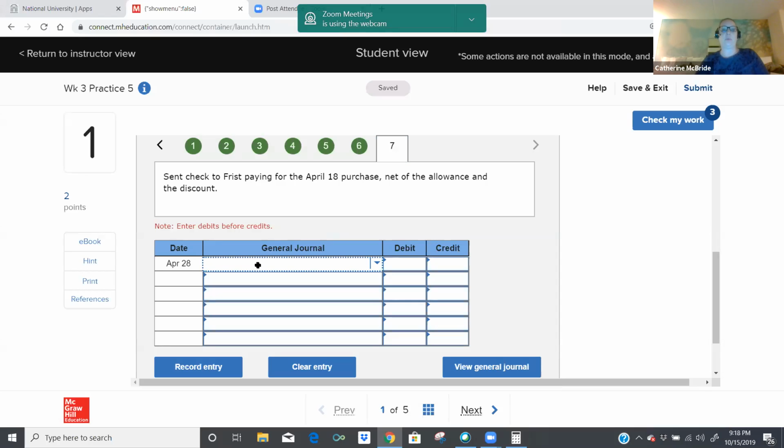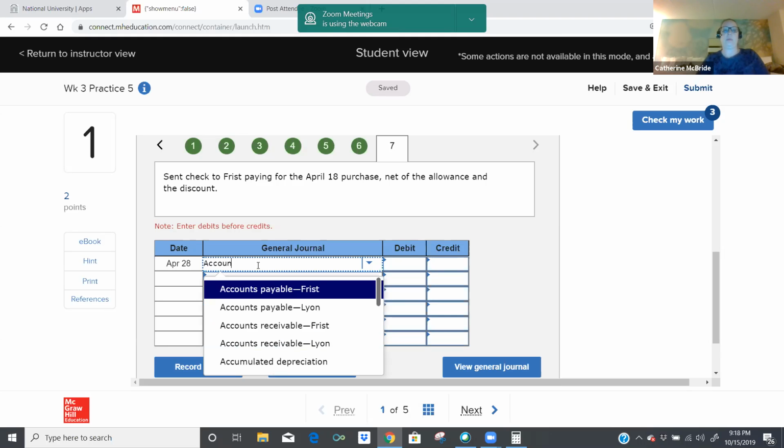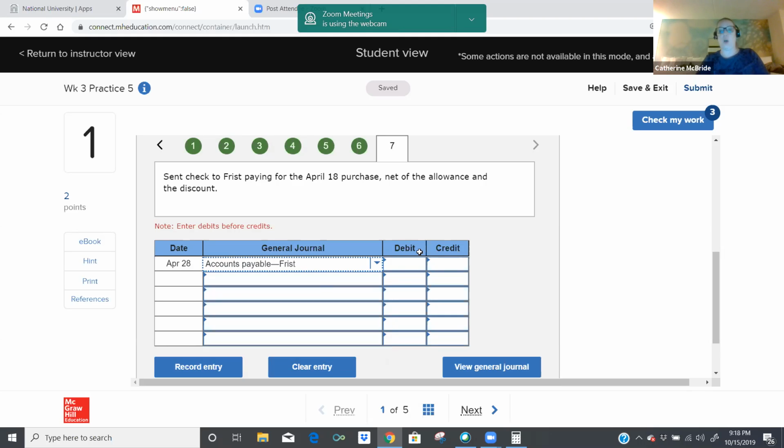So I am going to pay them. So my accounts payable for Frist is gone. I owed them $11,500. Now I owe them nothing, so I have to deduct the entire amount. I'm going to mail them a check for 99% of what I owe, which is $11,385. So I have the discount of $115. I'm going to take that out of inventory.